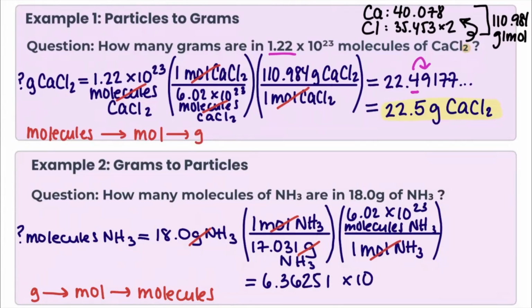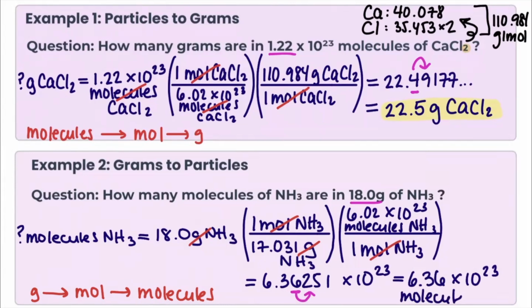Now, the question stem is giving you 3 significant figures, so you have to round the answer to 3 sig figs. So looking at the third sig fig, the 6 here, you look next door, and because the 2 is below 5, you just keep it the same. So the answer is 6.36 times 10 to the 23rd molecules of ammonia.